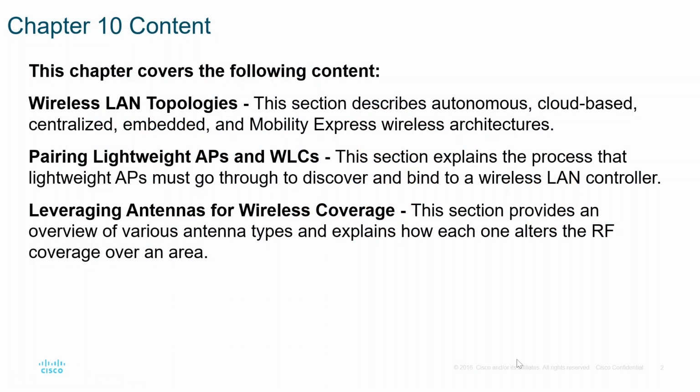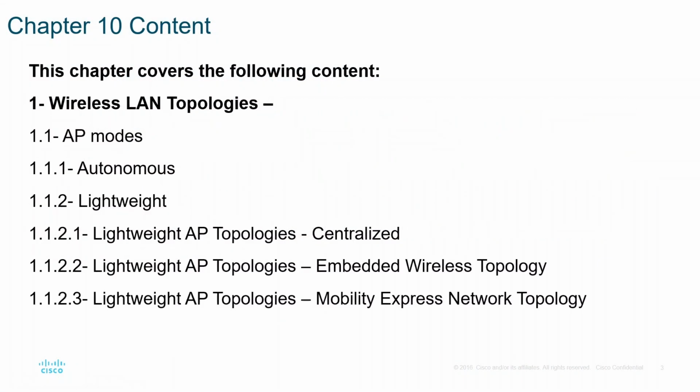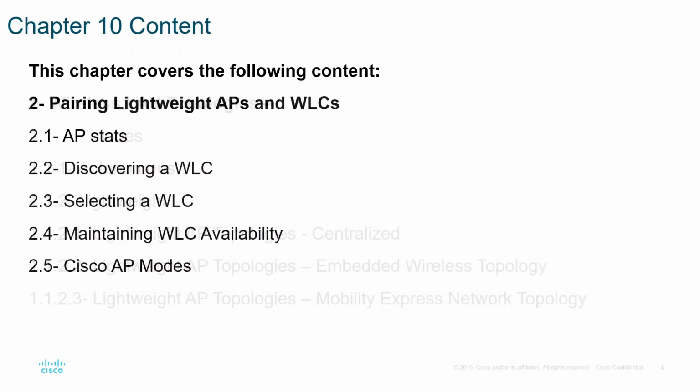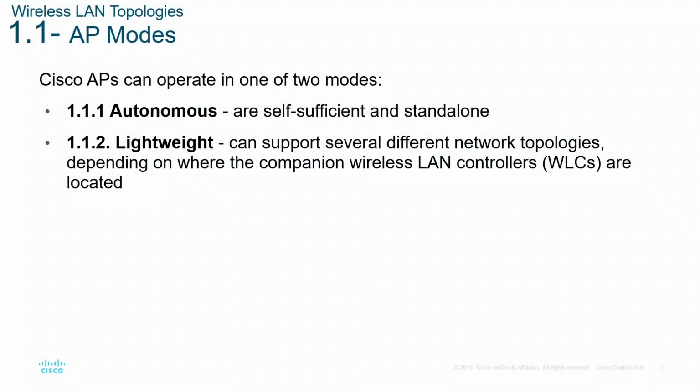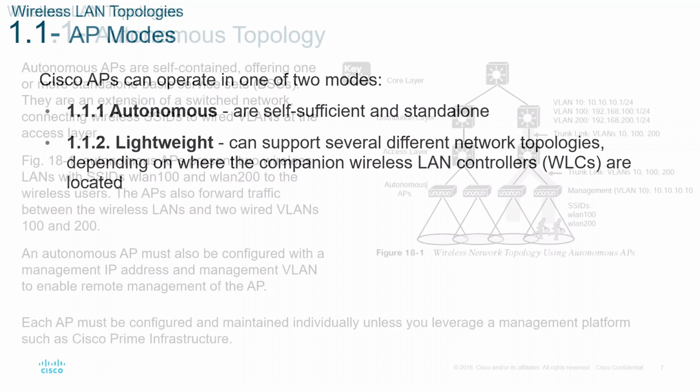So the first part is going to be, so these are the contents, by the way. This is another content for the third, and this is the third part. So the autonomous are self-sufficient and standalone. It means the AP, the access point, does everything by itself, and in the lightweight, the access point is separated. It's delegated. The work is delegated between two components, APs and WLCs. So let's go to the first part.